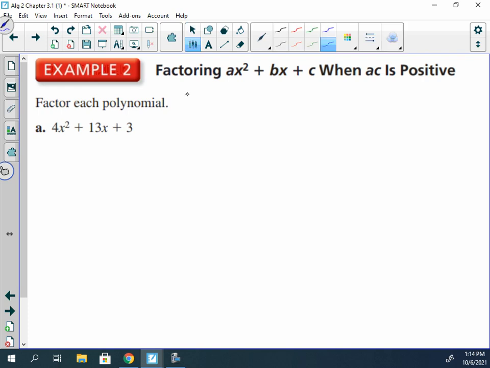So let's look at this one here. Step number 1, is there a greatest common factor? No. So we move on to step number 2.